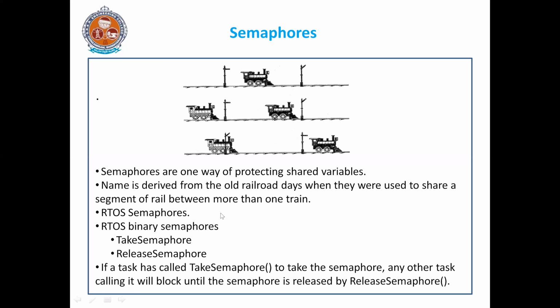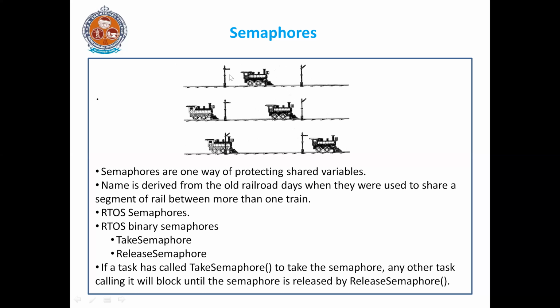So we call it RTOS semaphores. The RTOS has more than one kind of semaphore. So here, first of all, we are going to see about the semaphores. Whenever we say semaphores, in the case of rail, we have two different signals: one is called raise and another one is called lower.